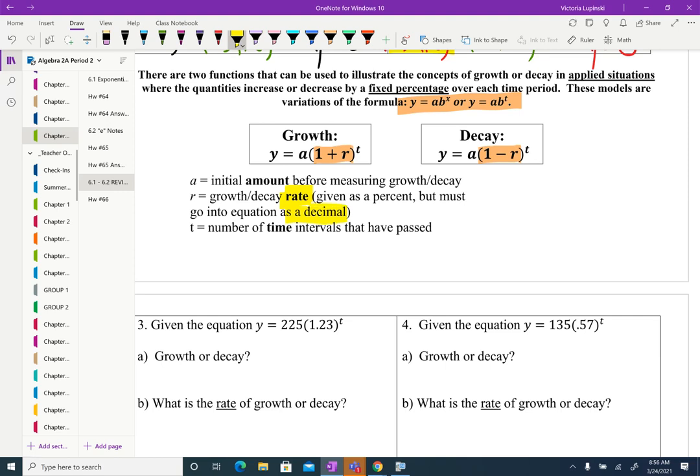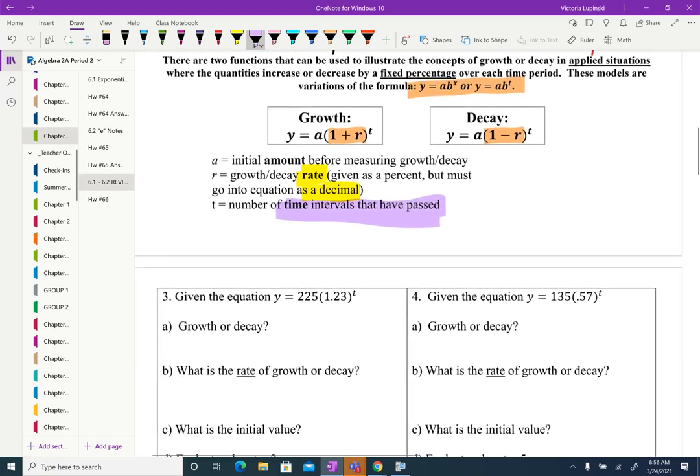And then t is time. Remember that your time values have to always be the same. So years and years, months and months, or else you have to do a conversion. The easiest question to ask is number 3 on the next page. So let's say that I give you this equation, and the first thing that I want to know is growth or decay. The way you answer that is by looking inside of the exponential.